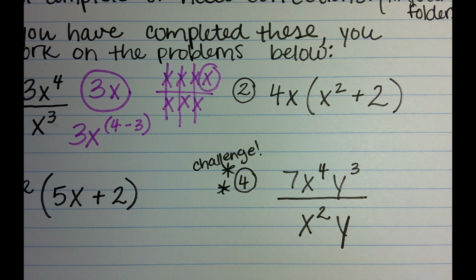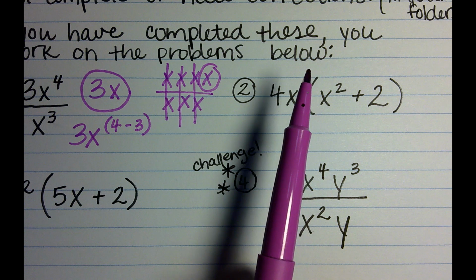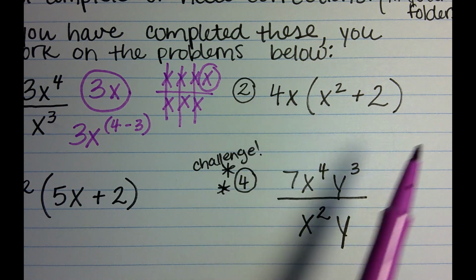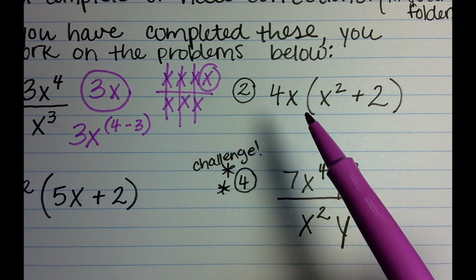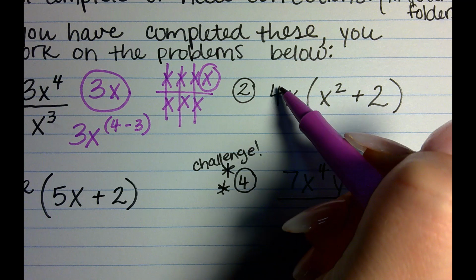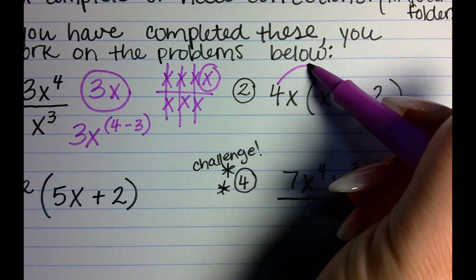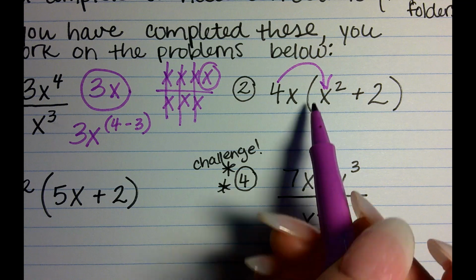Now I have a different kind of problem. 4x, and then in parentheses, x squared plus 2. Is this multiplication or division? Multiplication. Good. How would I solve this? 4 times x, 4 times 1, and then 4 times 2. Oh, yes. So we're looking at our coefficients first, and you're distributing 4 times 1.